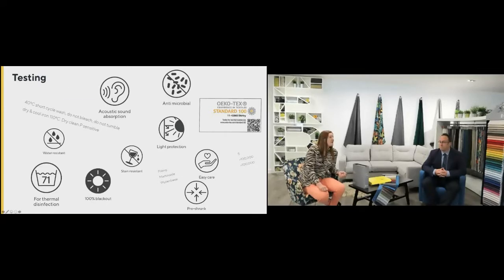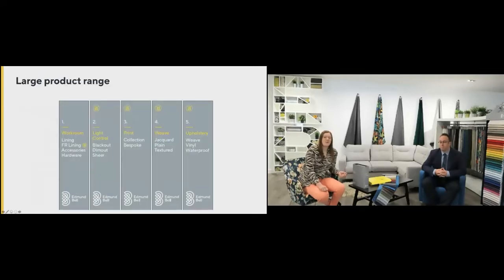So we are going to touch on some more of those technical things as we come back to the specific products, but just to explain then, upholstery, as Stephen said, is quite new to Edmund. You can see on your screen the 5 binders that now make up the totality, the whole of our range. There are 5 different sections to the collection. There's workroom, which is linings and things that you might use in the manufacture of curtains. There's light control, which is blackout, dim outs and shears. I think a lot of people know us for these 2 segments.